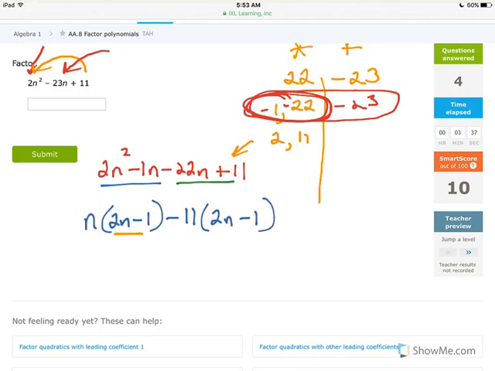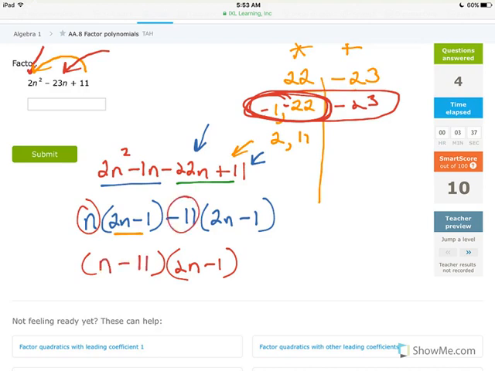Just double check it, make sure that works. So negative 11 times 2n is the negative 22n. And negative 11 times negative 1 is the positive 11. So this looks like a good rewrite. And then go ahead and write down your 2 factors. So one of them is the common factor, 2n minus 1. And the other one is made up out of the 2 pieces here. So that's going to be an n minus 11. So that should be your 2 factors.